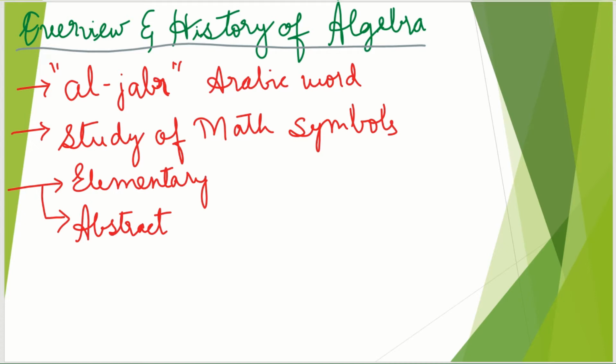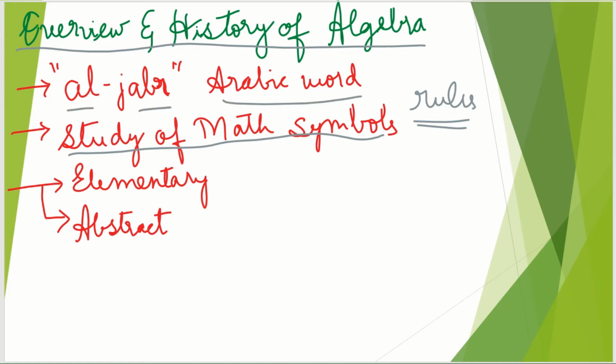Okay, so in algebra, what we are going to study is all about the math symbols, okay, all the mathematical symbols and the rules for manipulating the same symbols. Okay, this is what our basic study of algebra is about, and it is derived from an Arabic word called aljabar, which means reunion of the broken parts. Okay, this is what the meaning of algebra means.